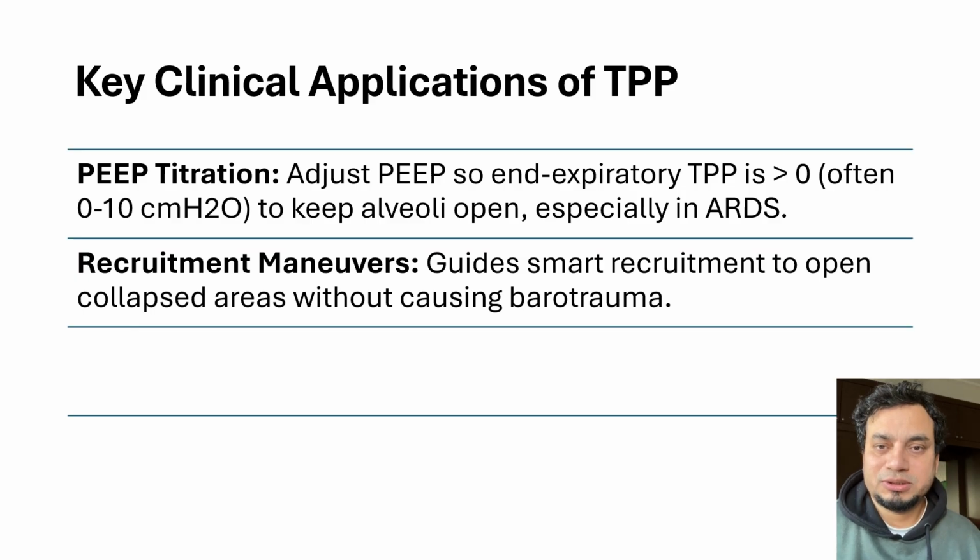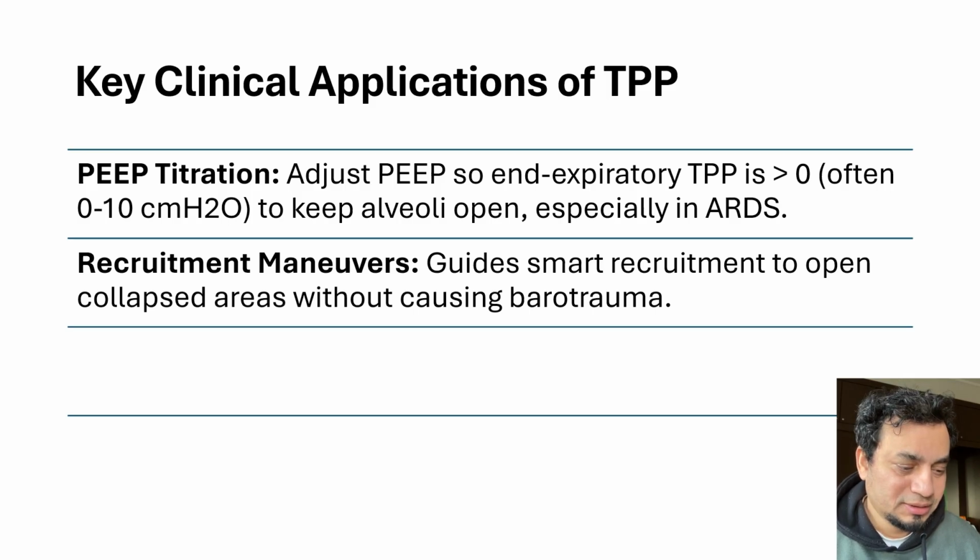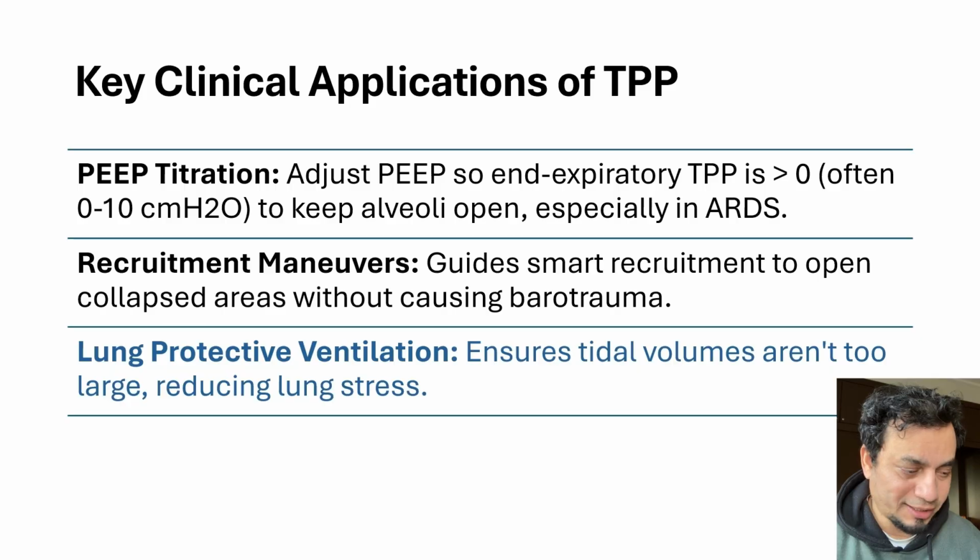During recruitment maneuver, TPP is useful because it will prevent over distension, it will prevent barotrauma, and it can improve the oxygenation by opening up the collapsed or flooded alveoli. Obviously, TPP has more value in lung protective ventilation. It ensures tidal volumes aren't too high and reduces the lung stress.